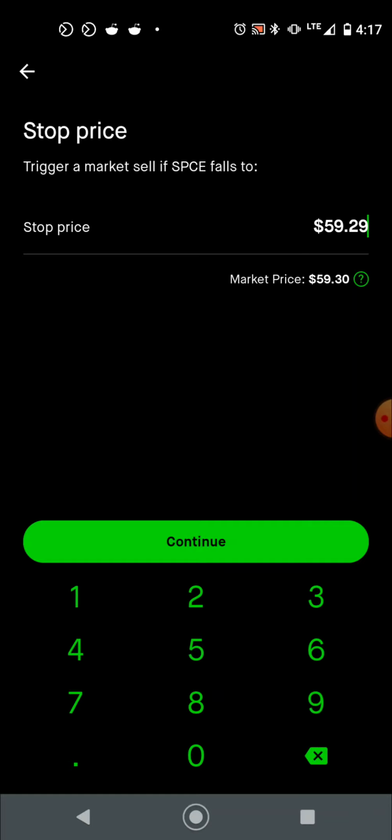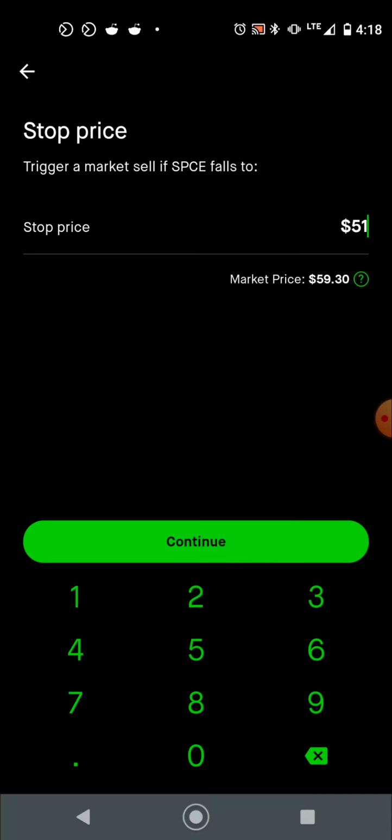Because if I enter it at 30, it's going to activate immediately, right? If I enter it at $59.29, there's a very good possibility that it's also going to go through pretty quick. So to eliminate that, I go a little bit farther below the price. I might set the price at $50 or $51 to allow room for fluctuation in the stock price.